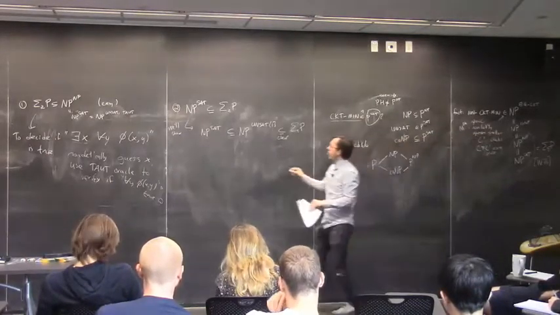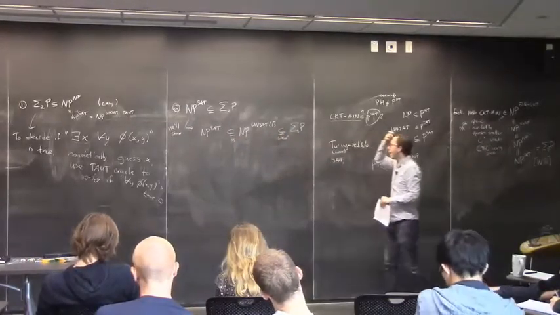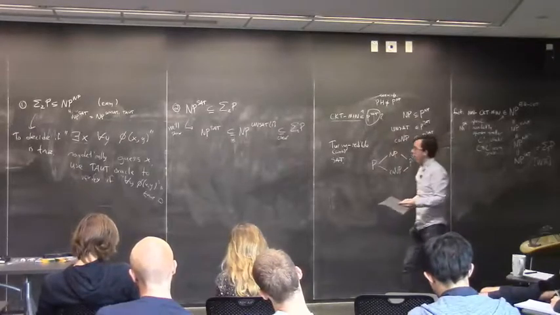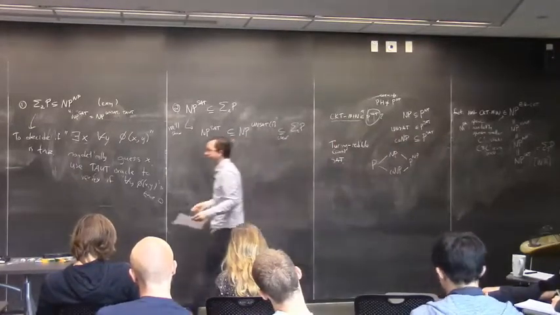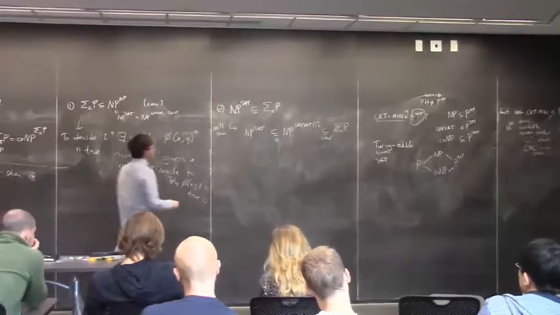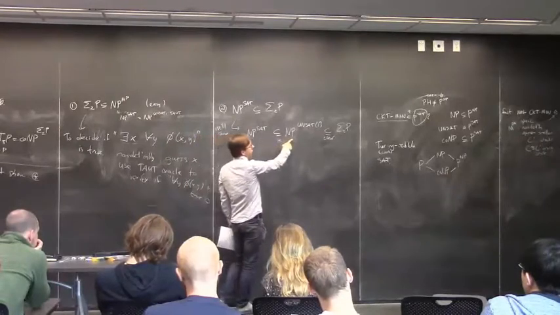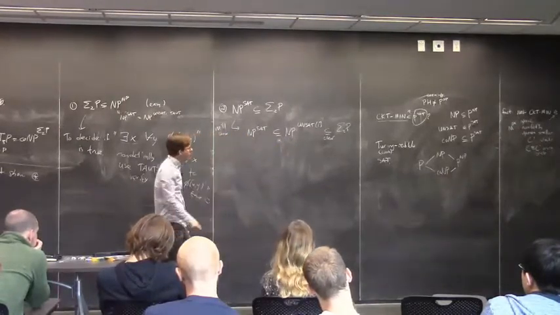Okay, so this is the key thing. Great. So how are we going to do that? You should imagine that you have some language decided by, let's say, NP to the SAT. We want to show that it's also in this seemingly more restrictive class.